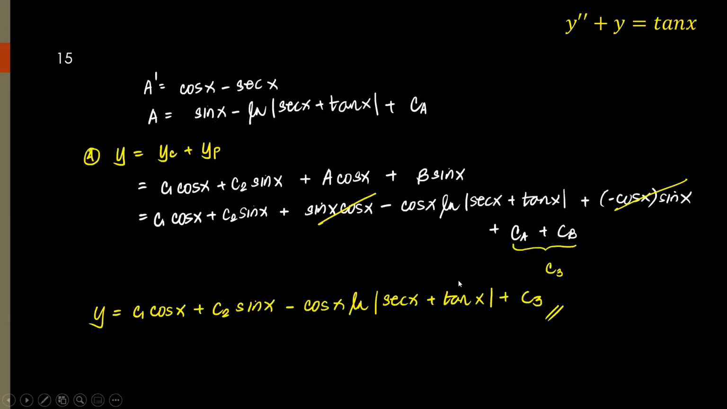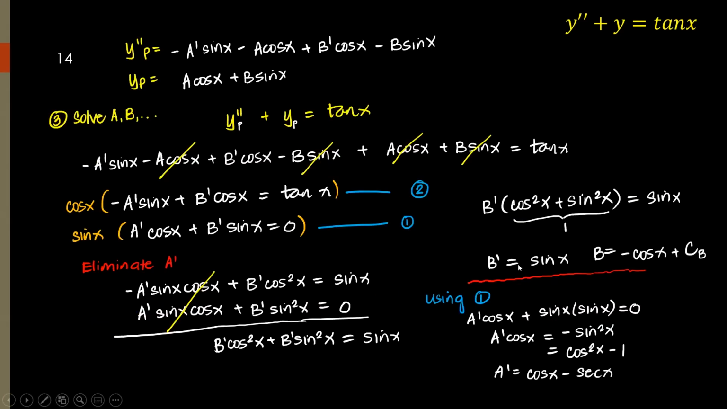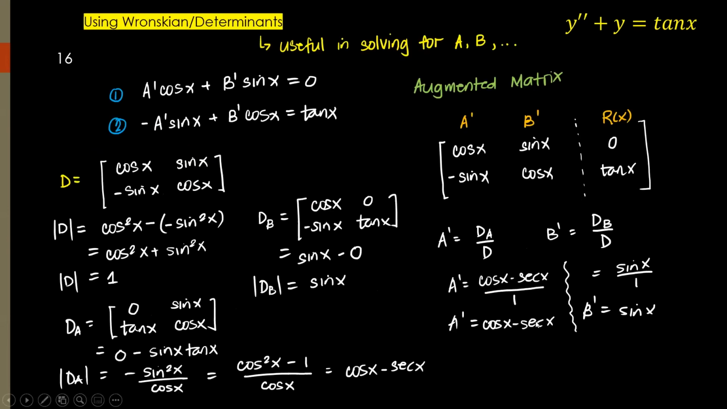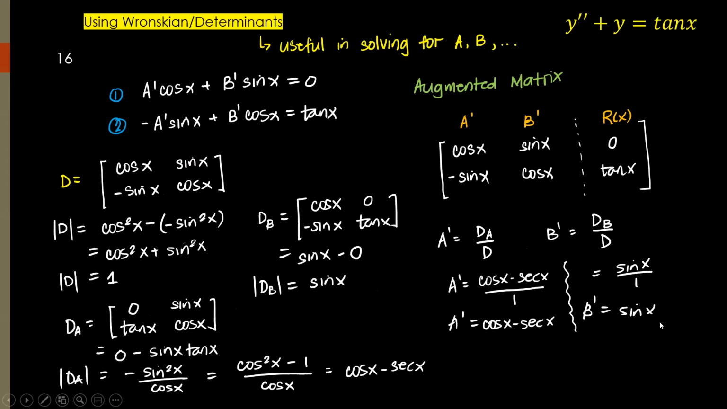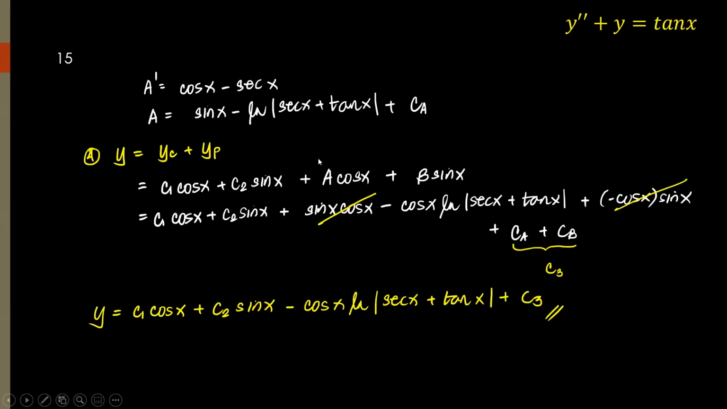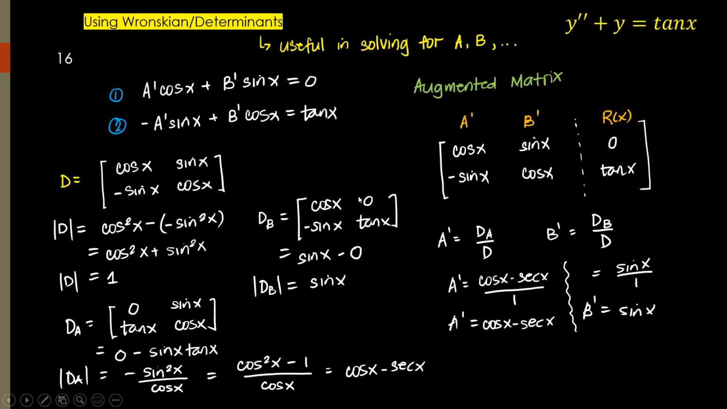A prime, isn't it earlier, guys, that our A prime is cosine X minus secant of X, which is this one? And our B prime is sine of X. It's actually this one. So that means you can use the Wronskian or determinants in solving for them. However, this is very prone to mistakes, but this is very useful, especially when you're dealing with systems of equations. Like for a 2 by 2, I would use this. It's okay. But for a 3 by 3 matrix or 4 by 4, the Wronskian is a lot more useful.